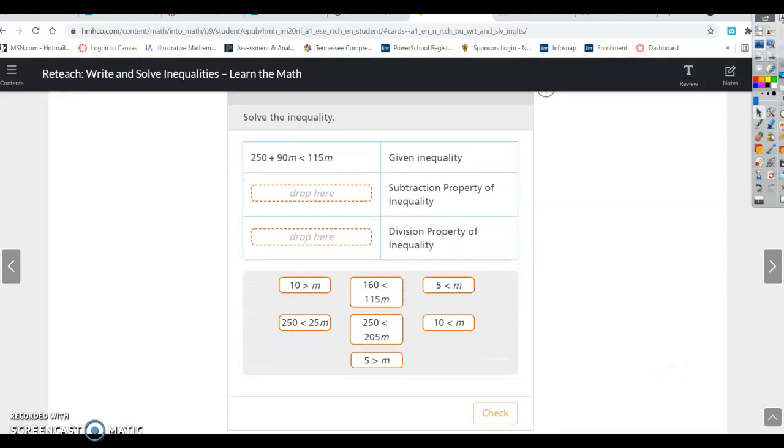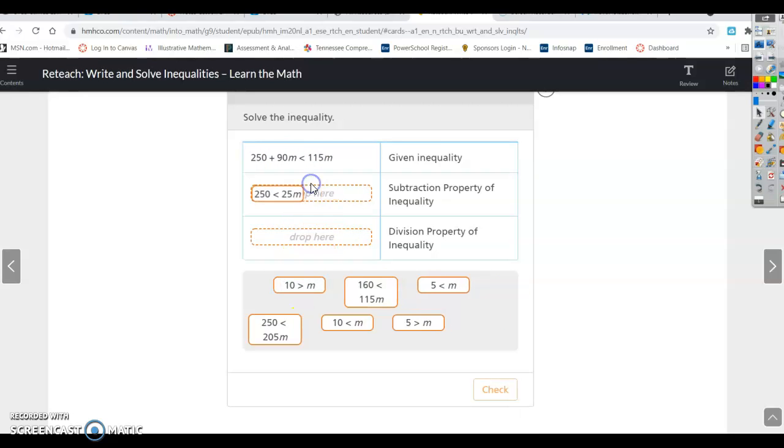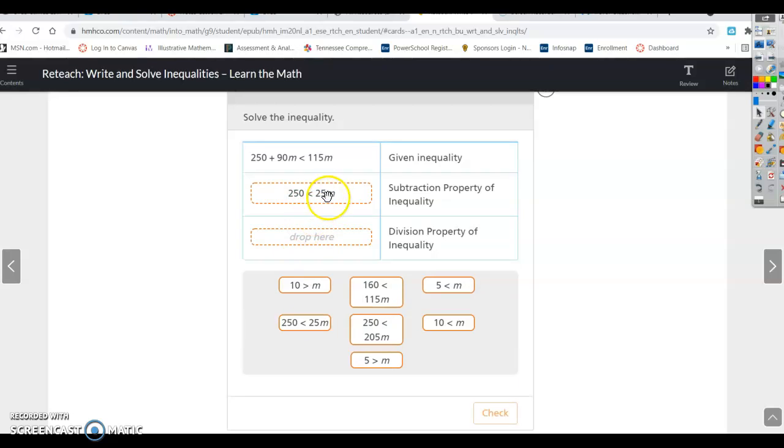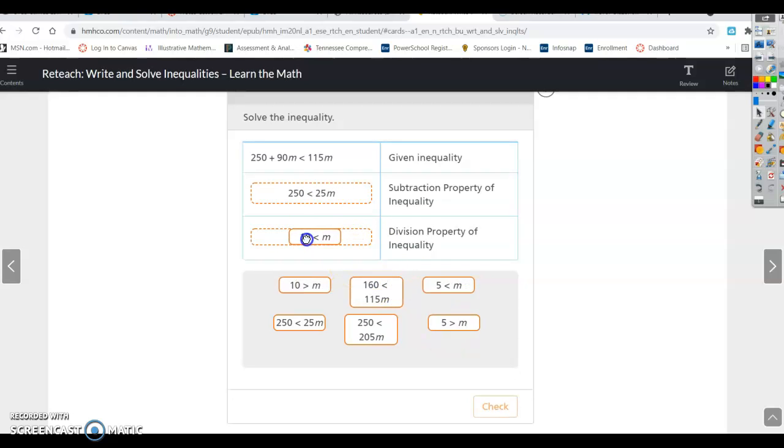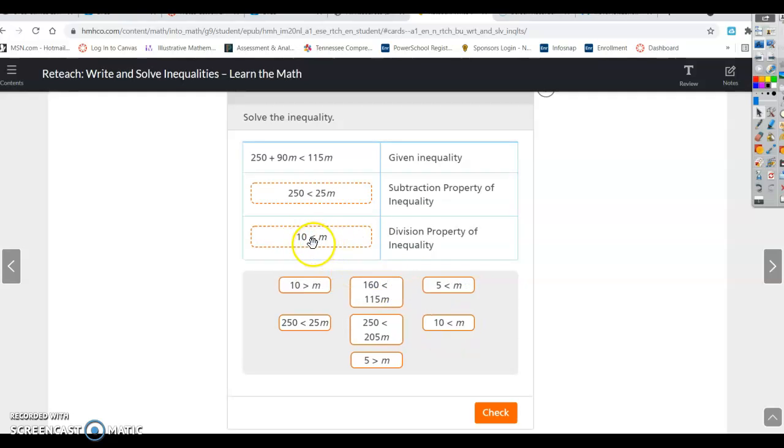All right, now they want us to solve the inequality. The first thing it says is subtraction property. So we're going to subtract the same variable, the m. So subtract 90m from both sides, and you're going to get 250 is less than 25m. And then we're going to divide both sides by 25. If you divide both sides by 25, you're going to get 10 less than m, or it can be read as m greater than 10.